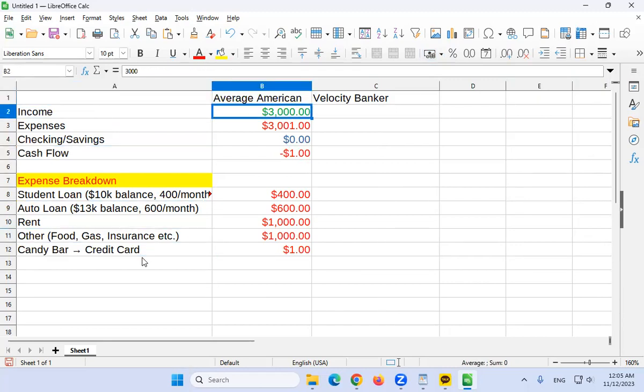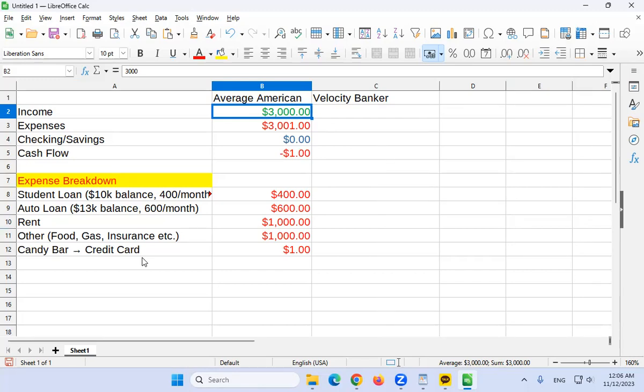You see in this situation that when the income comes in, we're paying things out of our checking account, okay? And the only difference between the average American here and the Velocity Banker is that we're using our line of credit as our main operating account. My line of credit, right?